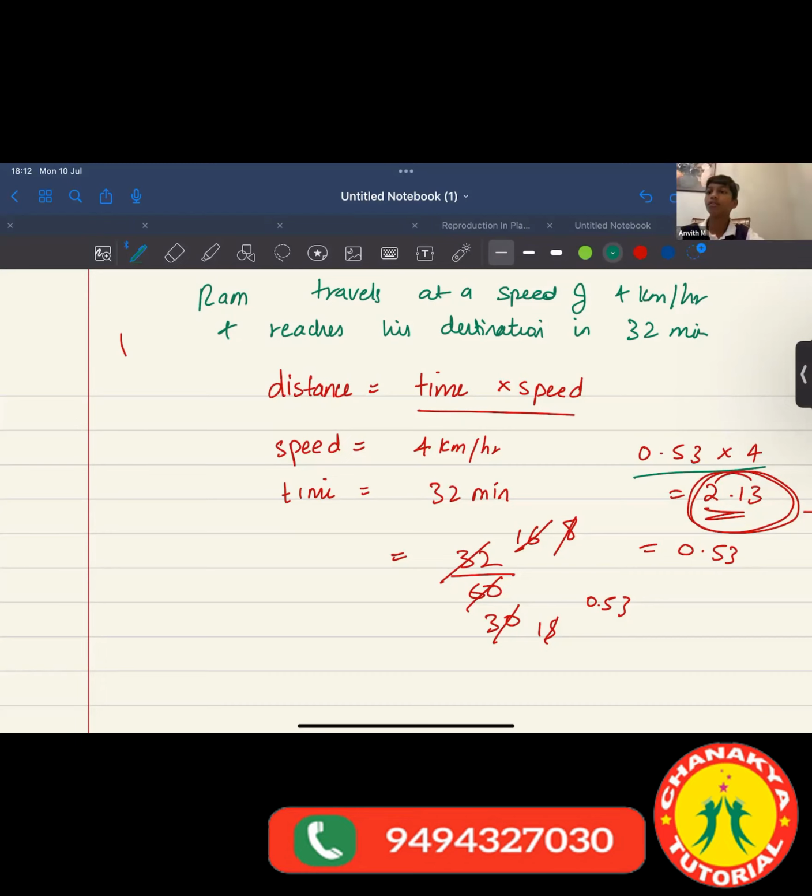Oh, I got 2.1. Yeah, you must have. You didn't get the next number. Ma'am, we have to find the distance, right? Yes. I actually think what you did is correct. Can you just tell me what you did? I just multiplied 4 into 32.